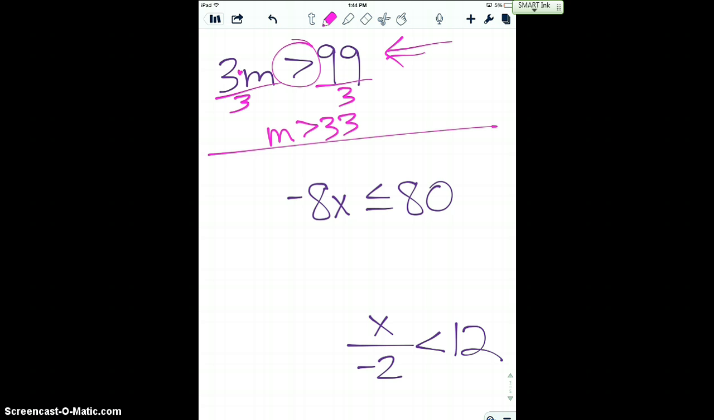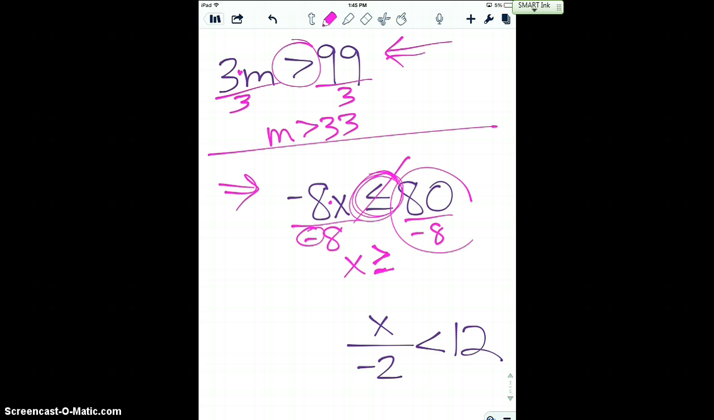Okay, let's look at this one. Negative 8 times x is less than or equal to 80. What will I have to do to get x alone? I'm going to need to do the inverse operation of multiplication, which is division. Divide by negative 8. I'm dividing by a negative number, which means the trueness factor is gone. It's going to be false. In order to make it true, we have to switch the inequality sign. So my solutions would not be less. They would end up being greater than or equal to 80 divided by negative 8, which is negative 10.